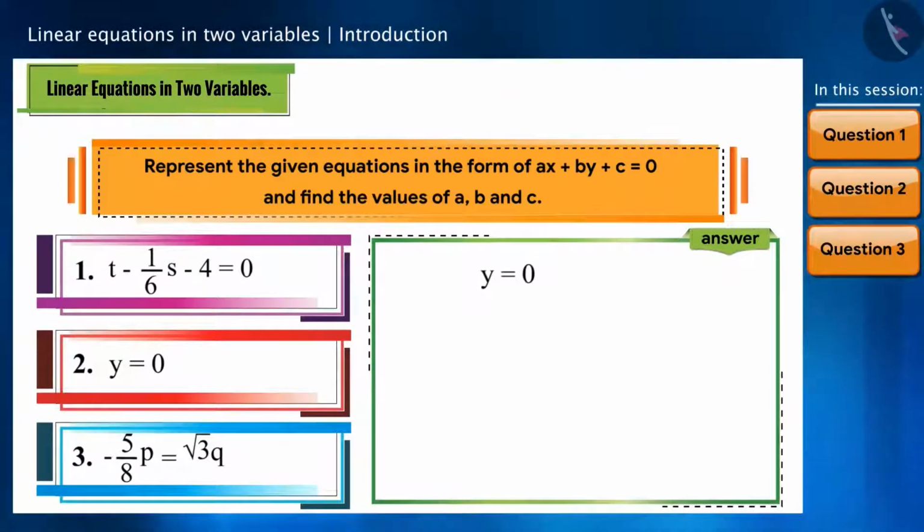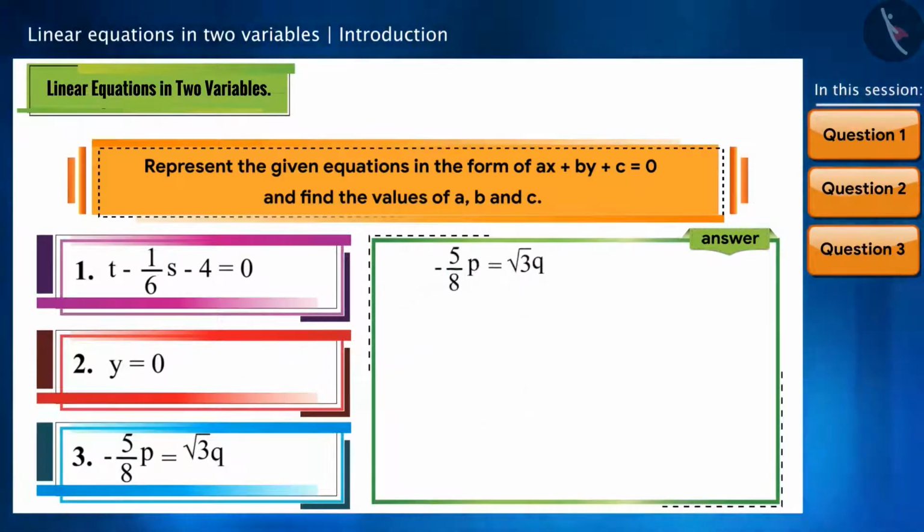In the second equation, there is only one variable. So, taking the second variable as 0, we will write it like this. 0x plus y plus 0 is equal to 0. Now, comparing it with the general form, we will get a is equal to 0, b is equal to 1, c is equal to 0.